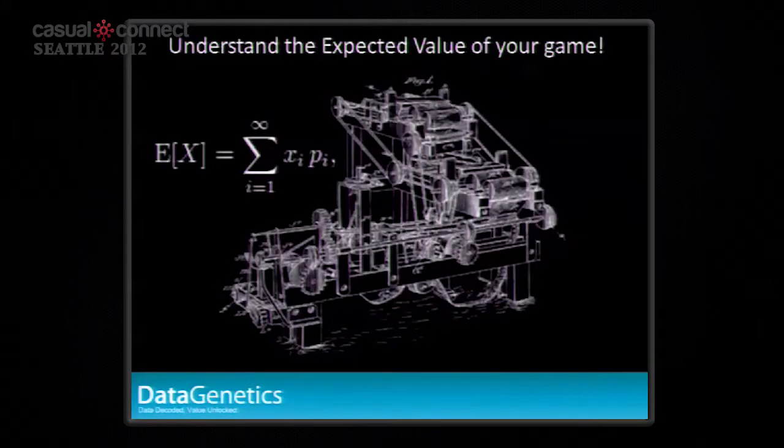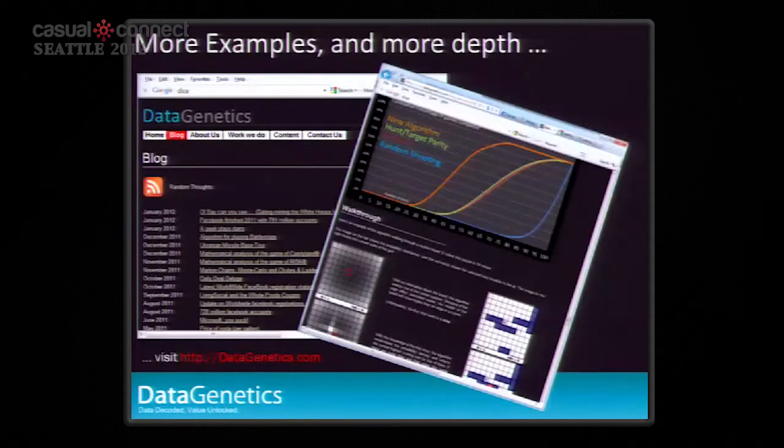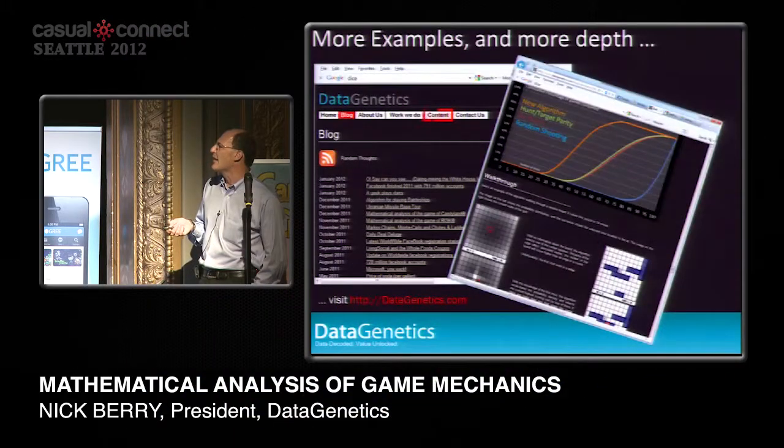So takeaways from this: you need to understand the expected value of your game if you want to balance the mechanics. For more examples about this, you can go to the website.